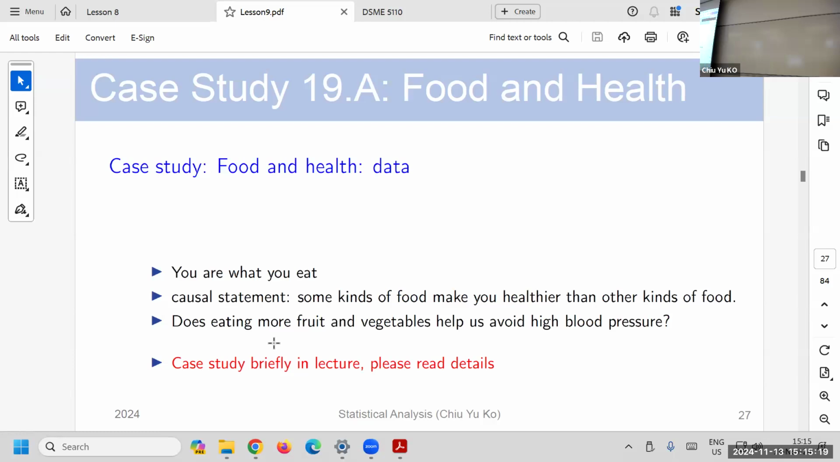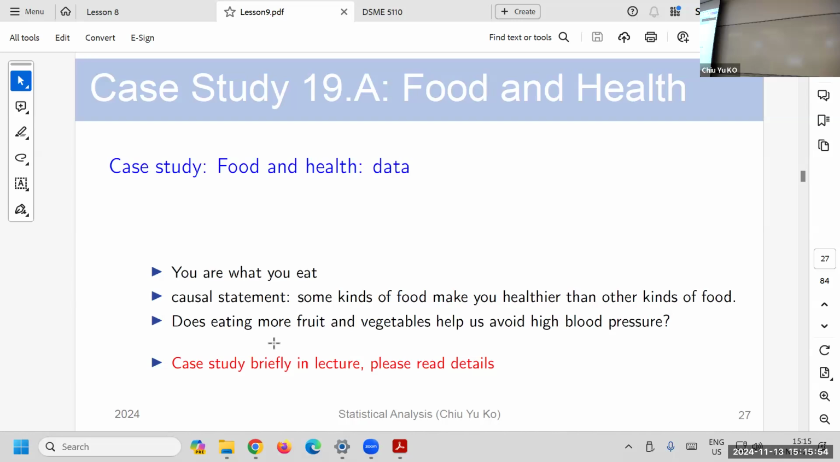We want to prove this. Our proof is that some kinds of food make you healthier than other food. In particular, you want to see whether eating fruit and vegetables avoids high blood pressure. It's very tempting, and the easiest thing is to pick a guy, very similar, give him vegetables and fruit, and give the other guy all the meat, and then compare, and you're done.